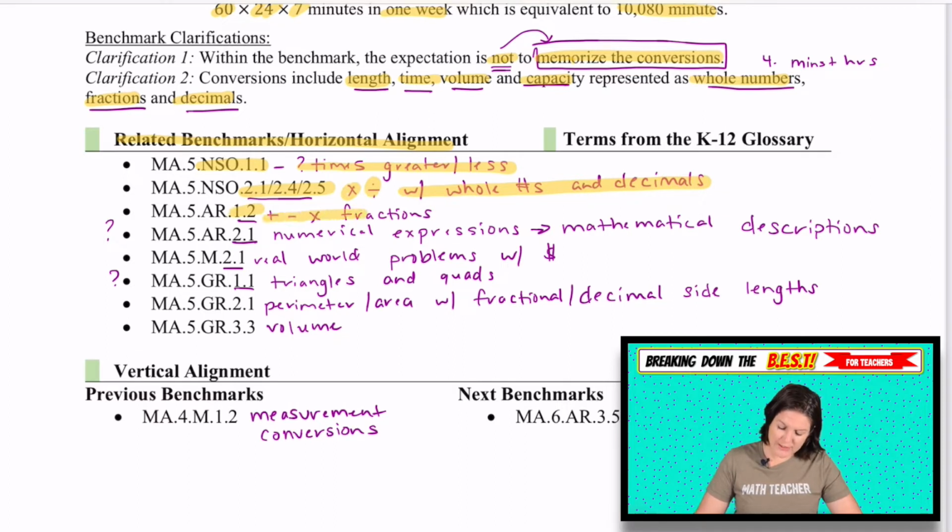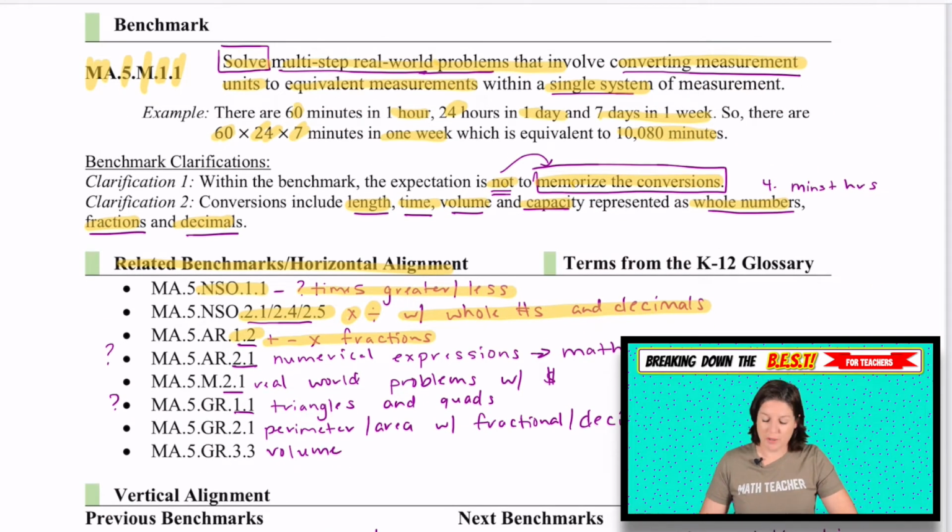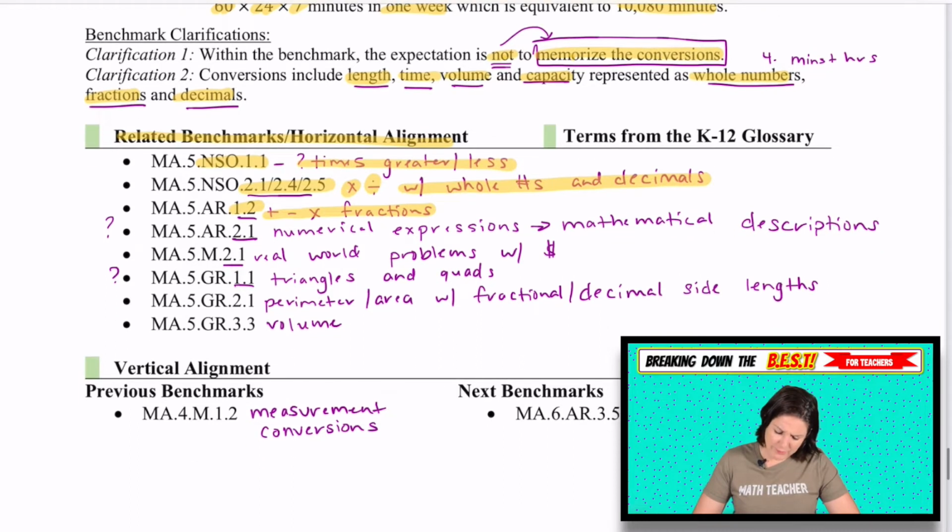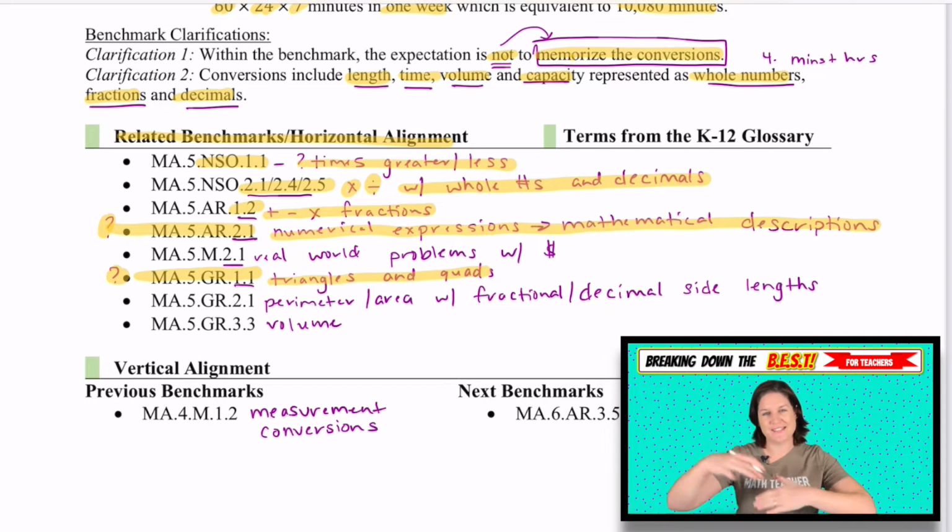AR.1.2 is adding, subtracting, and multiplying with fractions, which are definitely embedded with this multi-step real-world problem aspect of it. I put a question mark for these 2 standards because I wasn't really sure how they were connecting. I thought they were just kind of thrown in there, but I mean, they can be justified, I suppose. One of them is with translating numerical expressions into mathematical descriptions, and this one is triangles and quadrilaterals, which if you're measuring the side lengths of them and using that in some kind of sense, I guess that kind of works.